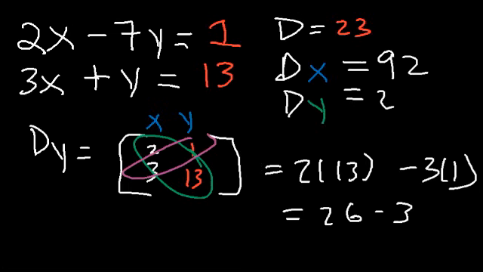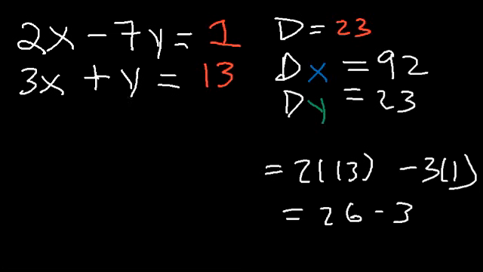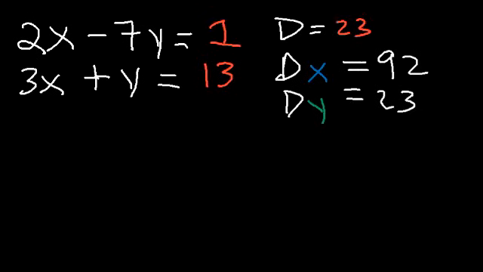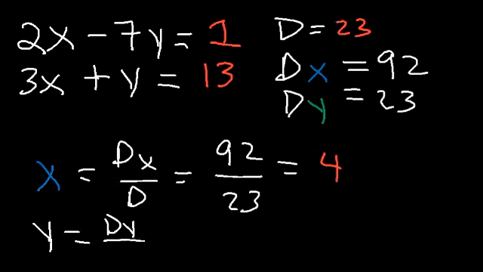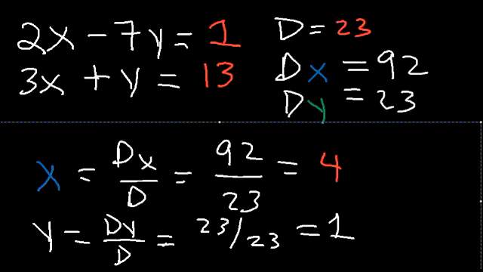So now that we have dx, dy, and d, we can calculate the values for x and y. Let's start with x. We know that x is going to be dx divided by d. So that's 92 divided by 23, which is equal to 4. Now y is going to be dy over d, which is 23 divided by 23. So y is equal to 1. So we have the solution 4, 1.